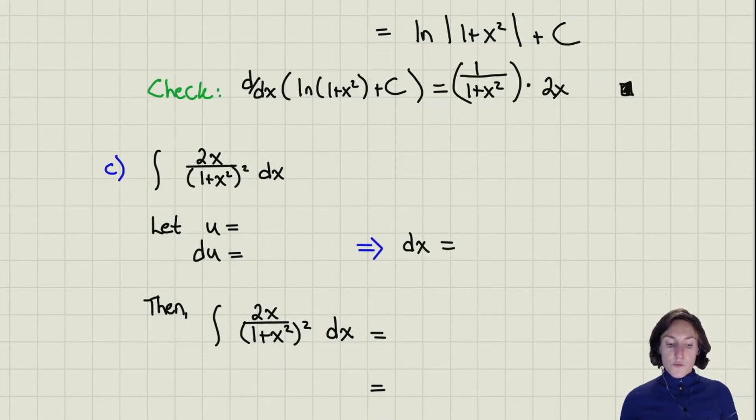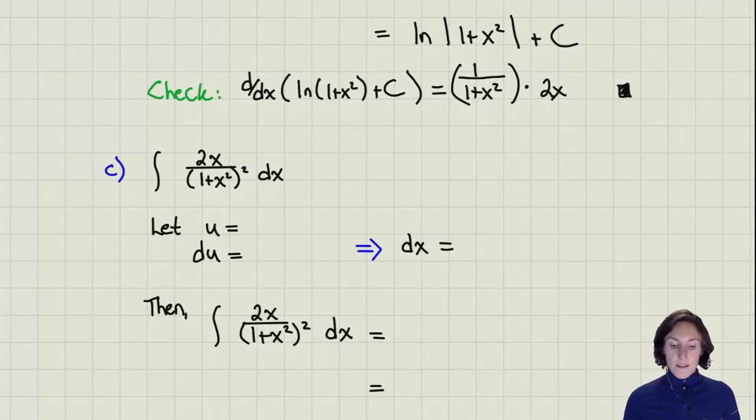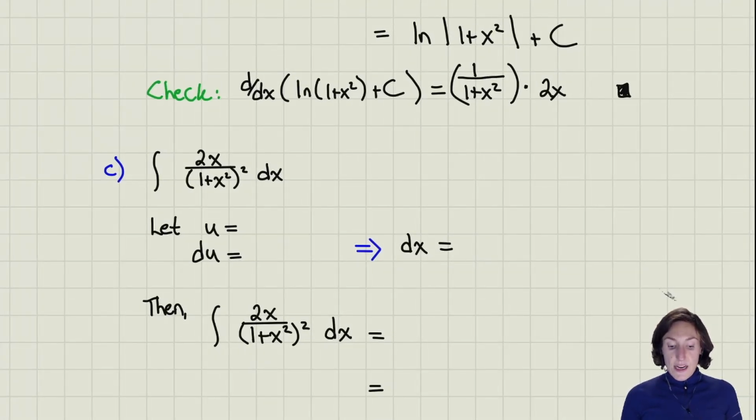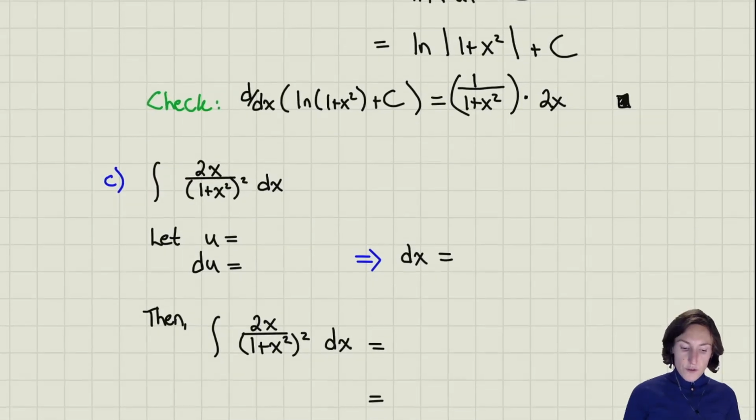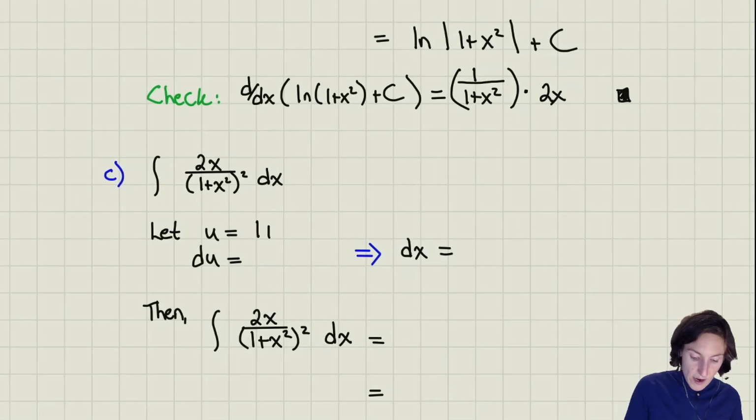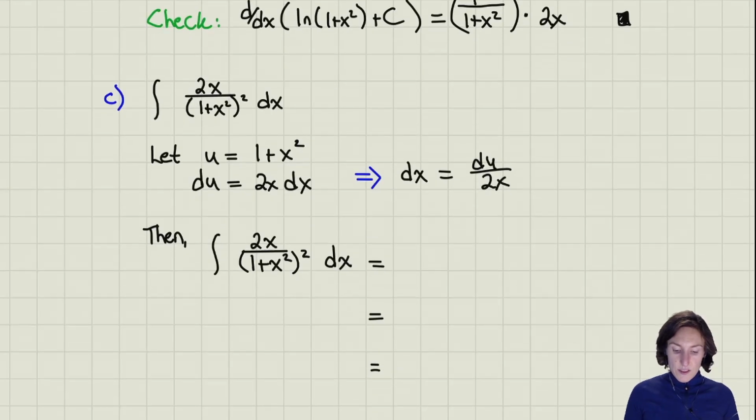Okay, let's do one that's really similar. So now this is the same as above with the exception that the bottom is now being squared. Okay, so if I still pick the same u here, I saw from above that it would cancel out the 2x up here. So that still seems like a good choice. So let's try it. 1 plus x squared, so my du would be 2x dx. If I isolate for my dx, I'm going to get du over 2x. And now I'm going to make the substitution.